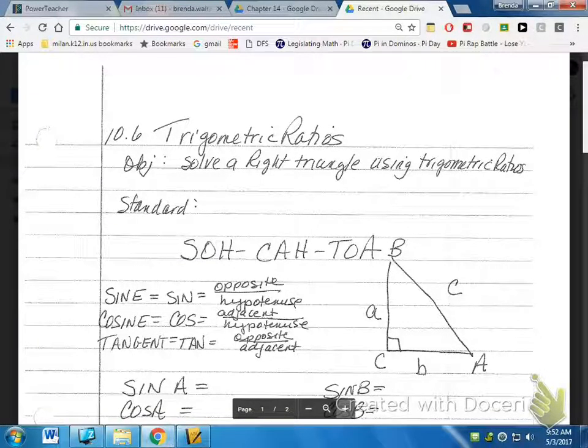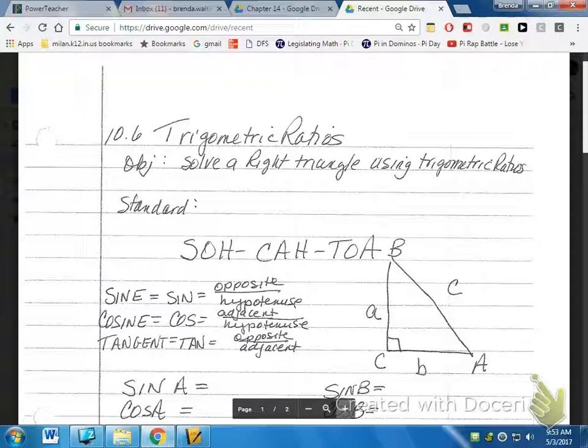Lesson 10.6, Trigonometric Ratios. The objective is to solve a right triangle using trigonometric ratios. This is just the first part of it today. We'll look more at solving a right triangle tomorrow. Today we're just going to work on what each trig function does and what it stands for, and how you write the ratio, and also we're going to use the calculator to let you see how easy that part is. Tomorrow we'll do more of the solving.